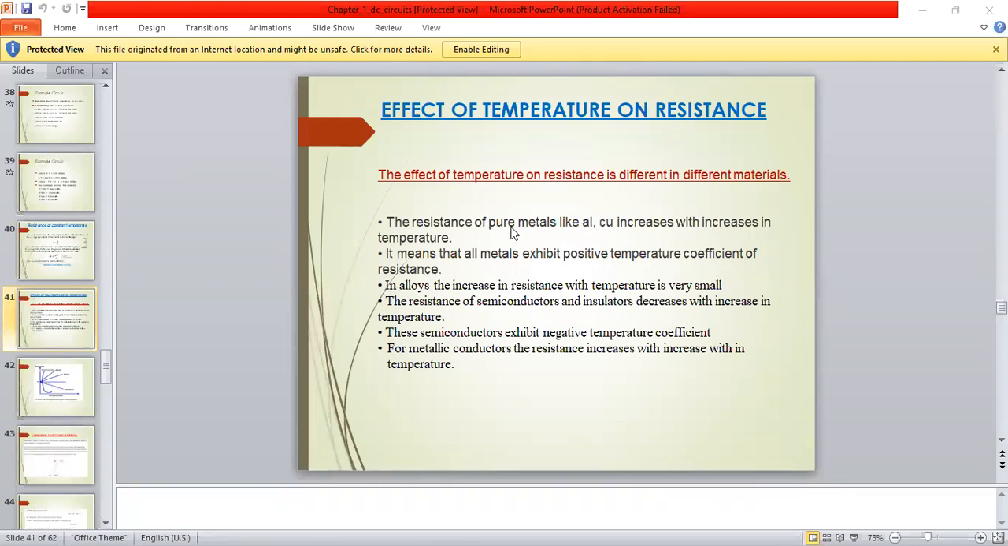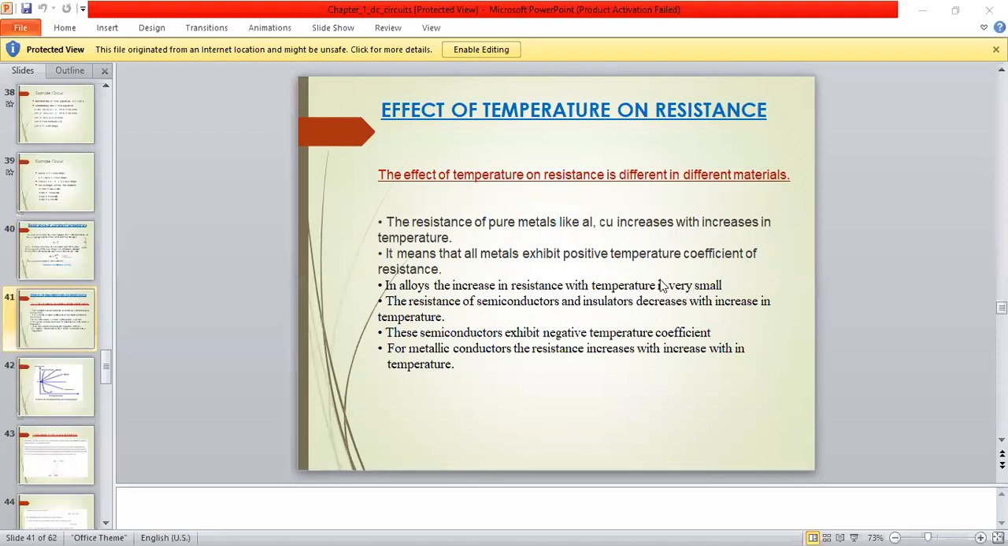तो मेटल्स के केस में जो temperature coefficient of resistance होता है, जिसको हम alpha के साथ denote करते हैं, वो article अभी हम करेंगे आगे जाके, तो that comes out to be positive. वो हमेशा positive ही रहता है. Now next is alloys. What are alloys? Alloys are the combination of two or more materials. ठीक है, in alloys the increase in resistance with temperature is very small.